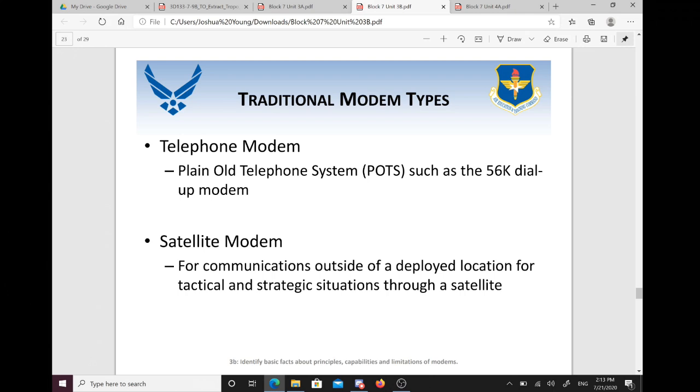And then we'll start talking about the satellite modems, which are used for communications outside of a deployed location for tactical and strategic situations through a satellite. So you can use a satellite modem to set up a SATCOM shot in the middle of nowhere, as long as you know where you need to point your antenna, and create a secure internet connection so that you can send or receive transmissions from people that you need to communicate with while you're in the field.